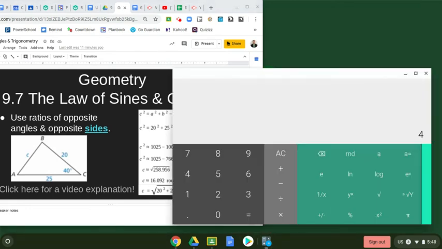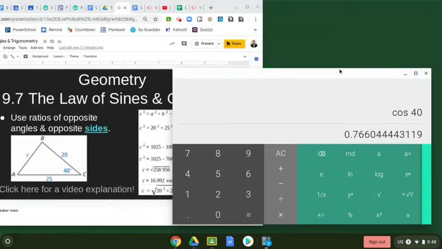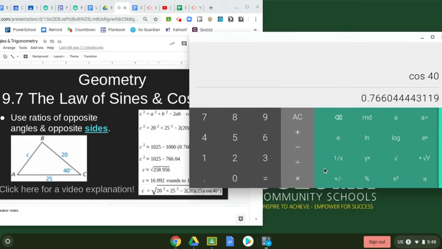You're going to type in 40 first. Need to maximize the calculator. I'm going to hit cosine. Make sure you're in degree mode. Radian mode bad, degree mode good. You get 0.76604. And now if I take that number, I need to be multiplying it by a negative 1000. That gets me the negative 766.04.